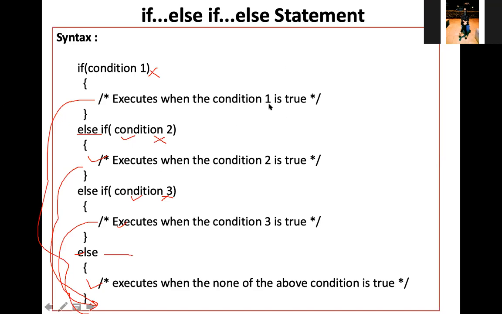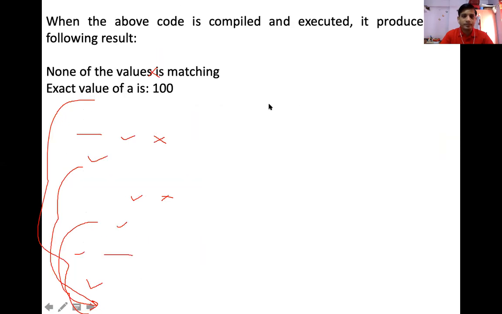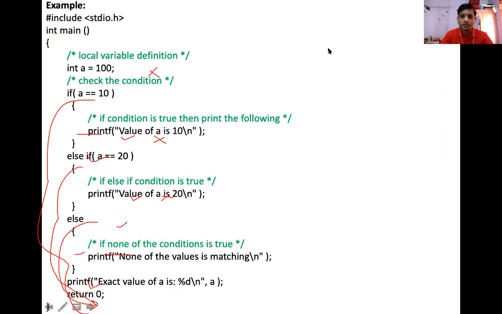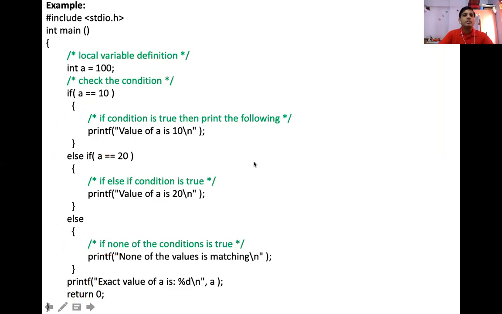Okay. Now the next one is your example. A is 100. First we check whether A equals 10. If the value of A is 10, then it will print the value of A is 10. Else if the first is not true, only then it will go to the else if. So it will check: the value of A is not 10. Is it 20? No. If the value of A is 20, then it will print the value of A is 20. Otherwise, it will go to the next else.